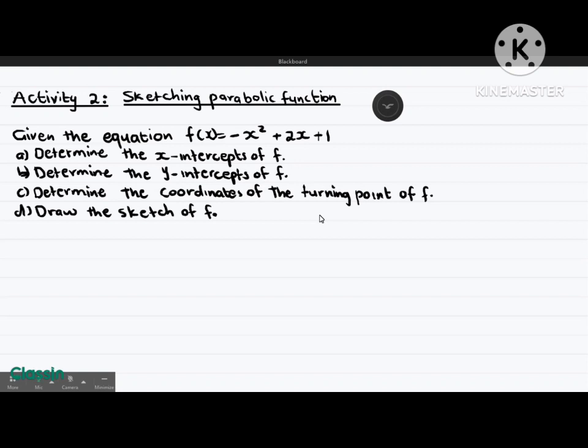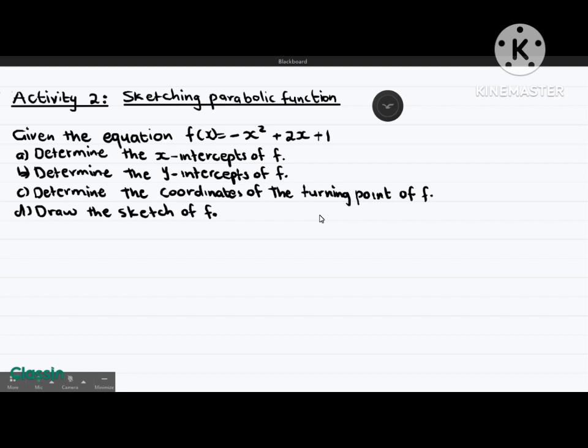So now let me take this opportunity to welcome you again into this session where we are going to learn on sketching of the parabolic function. But first, if you really want to know how to sketch the parabolic functions, there are a few things that you need to take into consideration. Here we are given the equation of f of x, which is negative x squared plus 2x plus 1.